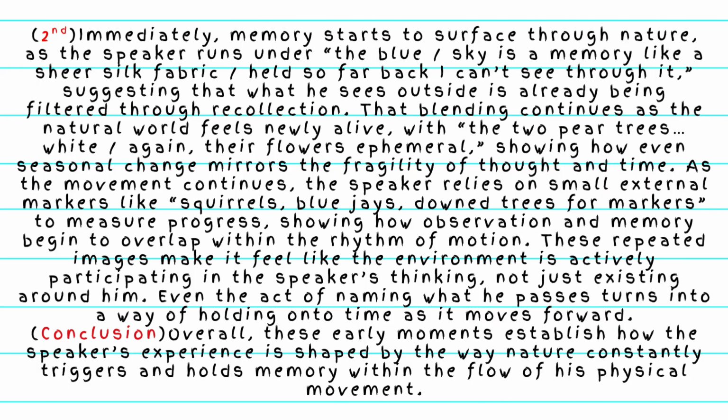So you can see here, we give our kids space for quite a bit of commentary and quite a bit of space to do their textual analysis from their textual support. As the movement continues, the speaker relies on small external markers like squirrels, blue jays, down trees for markers to measure progress, showing how observation and memory begin to overlap within the rhythm of motion. These repeated images make it feel like the environment is actively participating in the speaker's thinking, not just existing around him. Even the act of naming what he passes turns into a way of holding on to time as it moves forward.